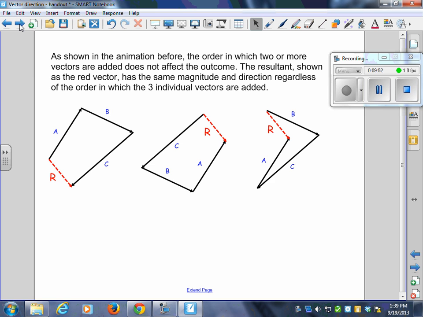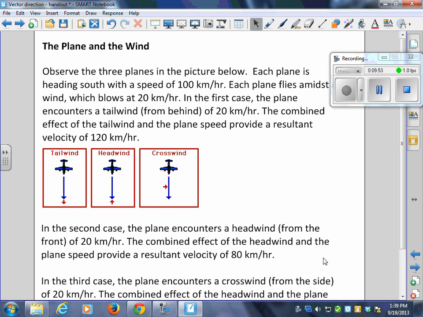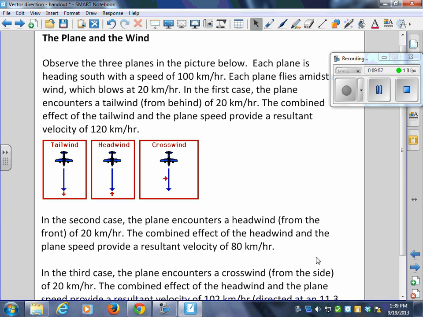Okay. Order doesn't matter. Do you remember doing the plane in the wind? You may not have drawn it, I don't know, but I wanted you to draw it, right? We had the little guy here, blue, and then the red. And then we had the result.